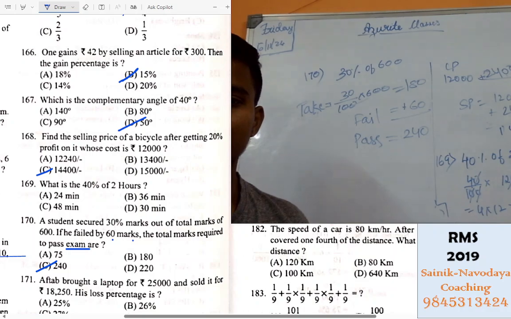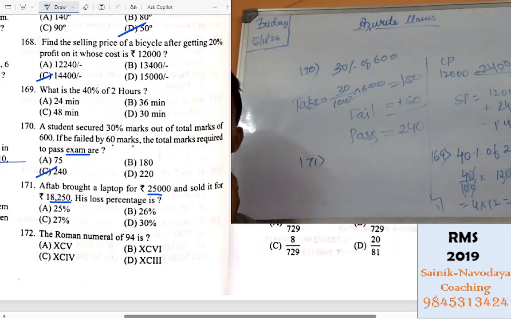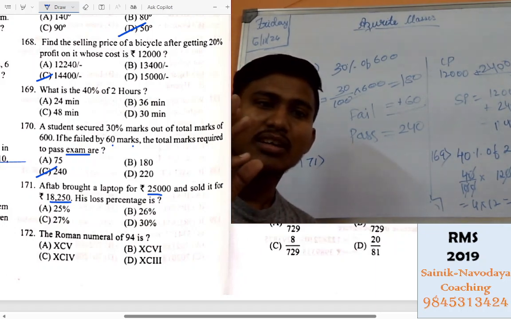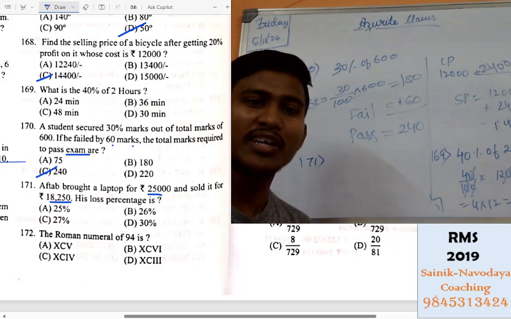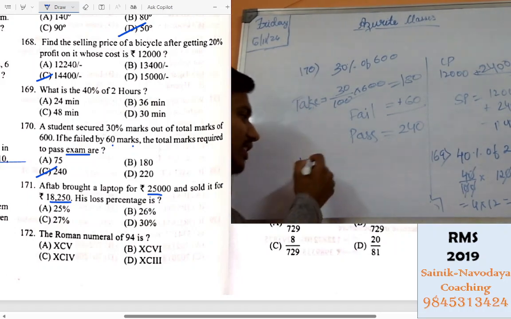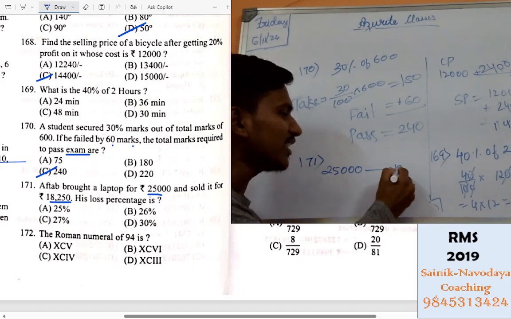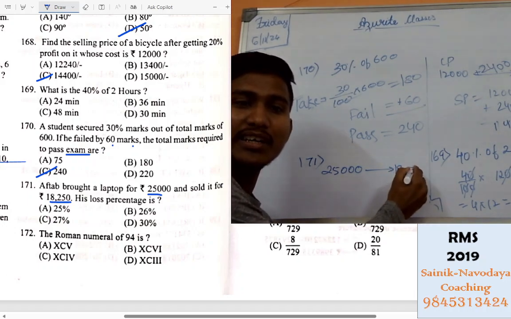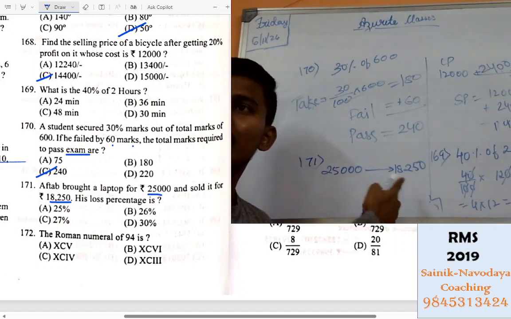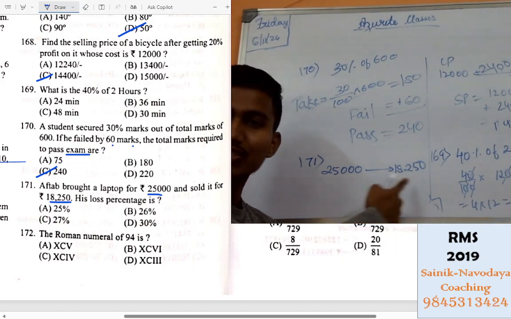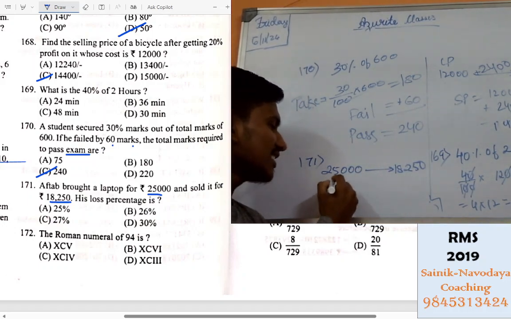The next question is very easy. A laptop is bought for how much? 25,000. So the laptop is bought for 25,000 and sold for how much? 18,250 rupees. That is less. So that is loss. It is less. 25,000 buying, 18,250 selling means loss. So loss is how much?